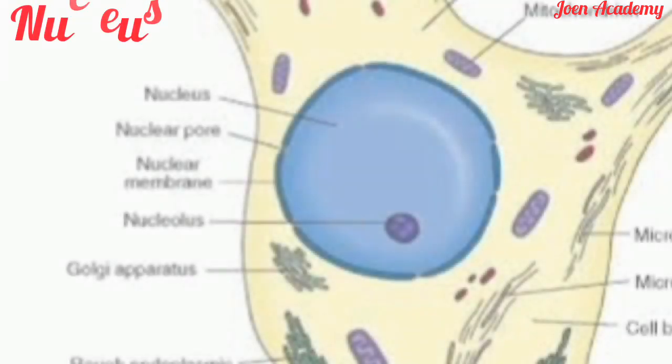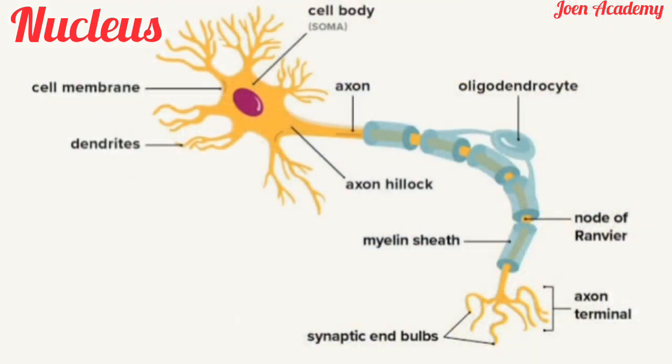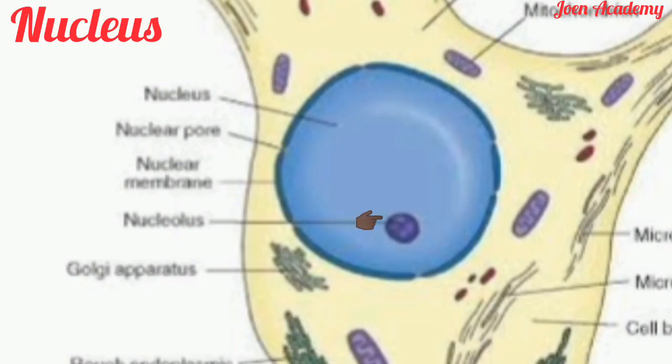The nucleus of the nerve cell is incapable of multiplying, reason being that it lacks centrosome. Every neuron has only one nucleus, which is centrally located in the soma. Also, the nucleus has only one or two prominent nucleoli.